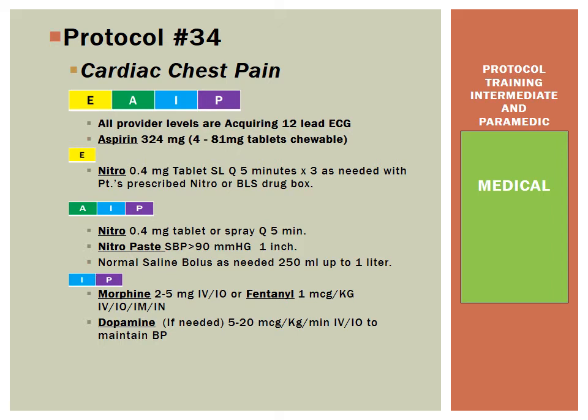Our advanced through paramedic level providers are going to be administering the nitroglycerin sublingual as well as nitro paste. Maintaining a systolic blood pressure greater than 90 millimeters of mercury, they will administer 1 inch of the nitro paste. Also, normal saline boluses as needed, 250 mLs up to 1 liter. Now for the I and P level providers for pain, we'll be administering morphine, 2 to 5 milligrams IV-IO, or fentanyl, 1 microgram per kilogram IV-IO, IM, or IN. And also for hypotension, if needed, dopamine, 5 to 20 micrograms per kilogram a minute, IV-IO, to maintain a blood pressure.